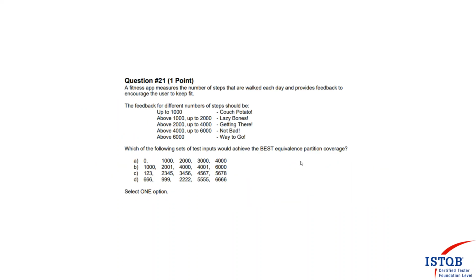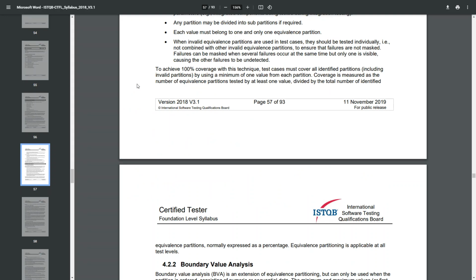We are asked about equivalence partition coverage. If we check the syllabus, we will know that to achieve 100% coverage with this technique, test cases must cover all identified partitions, including invalid partitions. Coverage is measured as the number of equivalence partitions tested by at least one value, divided by the total number of identified equivalence partitions.